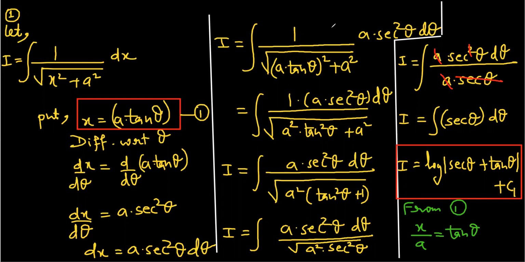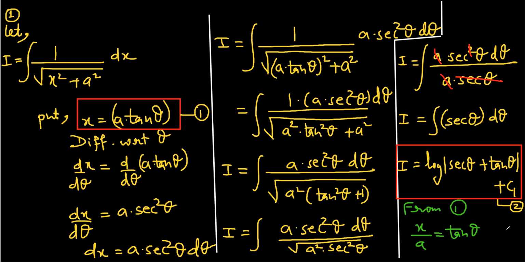So here, let me write this as number 2. This is equation number 2, in which we will make the substitution finally. So from 1, I got x upon a as tan theta, and this is number 3.